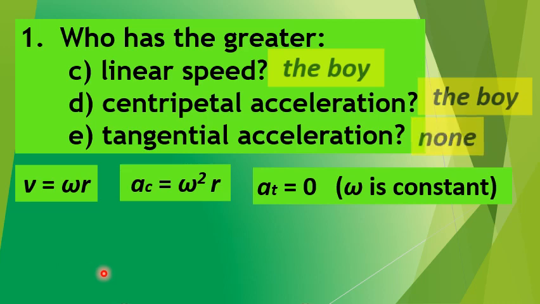But there is no tangential acceleration because the magnitude of its tangential velocity is constant. That's also true for a body that is rotating at constant angular speed or angular velocity. The angular acceleration is 0, so the tangential acceleration must be equal to 0.